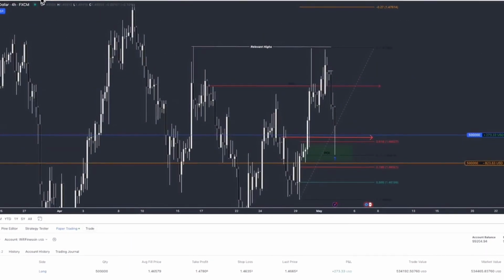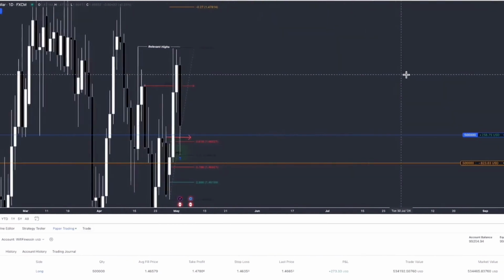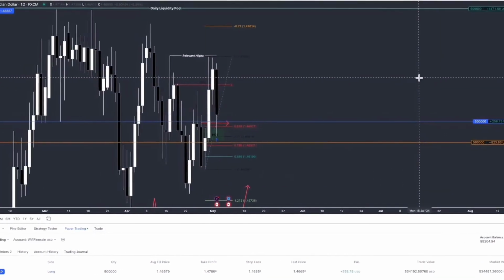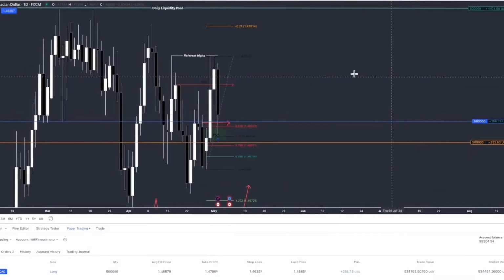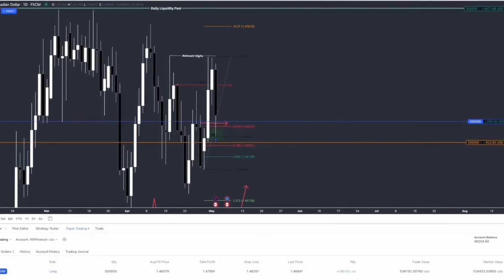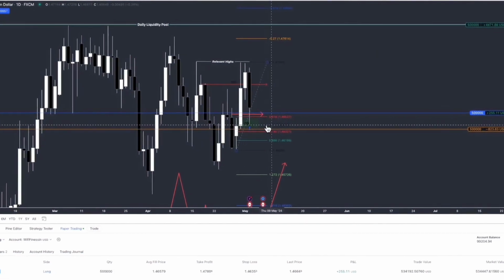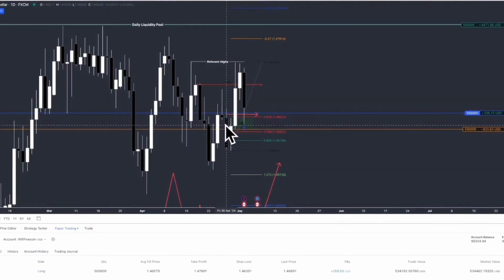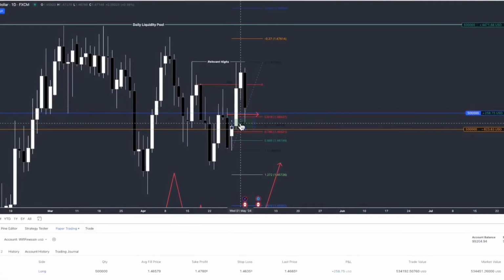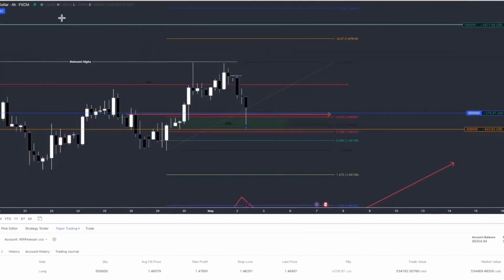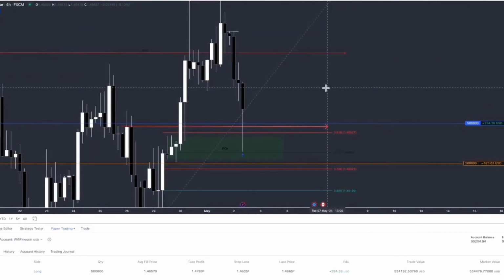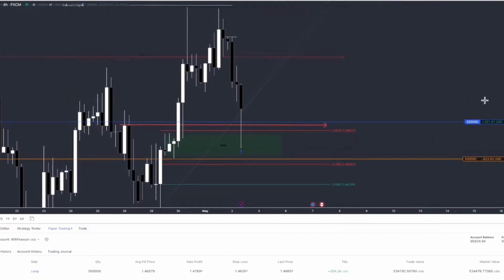I have to see liquidity being swept, high structure being broken, a change of character. I have to see all these things align for me to be able to take a trade. Also, I don't think I mentioned this, but within this daily order block right here, we go to the 4 hour. Within this daily order block, we have our point of interest right here. So that was another confirmation that I liked.